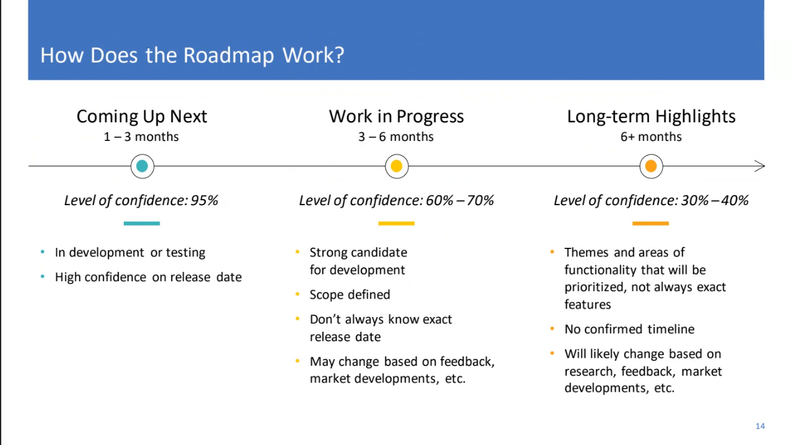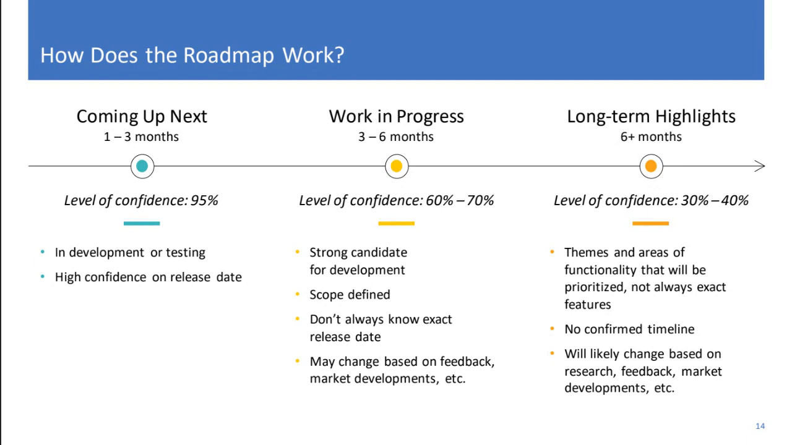And as you can see here on this timeline, if you shift to the right-hand side, the further you look out, the less certain and the less level of confidence you have. And it's important because we want to set clear and realistic expectations for you in terms of feature and capability expectations and delivery. So generally within that 1 to 3 month time frame, we have a very high level of confidence. We're going to be providing release dates, and we have that level of information available.